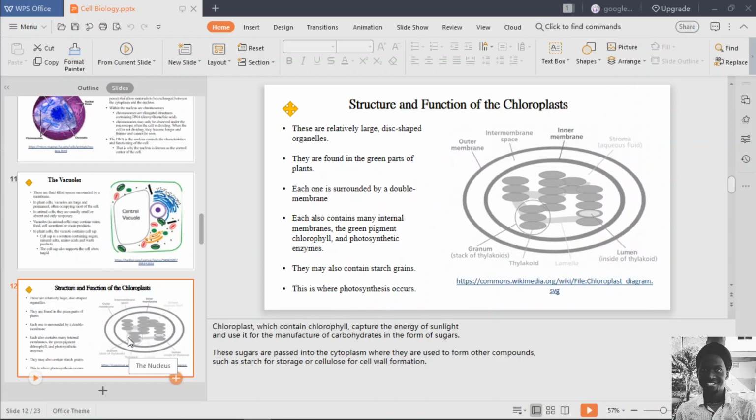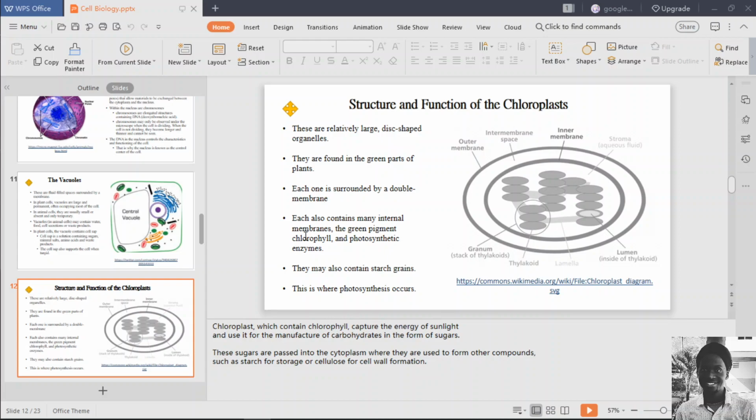Now the structure and function of the chloroplast. Chloroplasts are relatively large disc-shaped organelles. They are found in the green parts of the plants only, and each one is surrounded by a double membrane. If you look here, you'll notice you have two membranes, one on the outside called the outer membrane, and one on the inside called the inner membrane. And between the two membranes you have the intermembrane space.